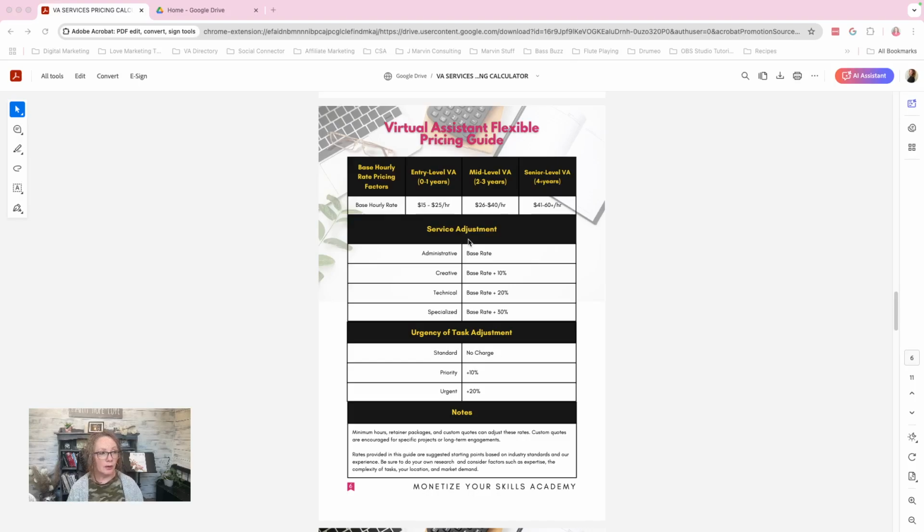So, we always use just the base rate for administrative services. If you're moving to some creative, you can have your base rate and then you can increase it a little bit. And I say use around the 10% mark, okay, to increase it. For technical, I say 20, and for specialized, you can go up 30% or even more, okay? And of course, it all depends on what your expertise is and what your services are, okay?